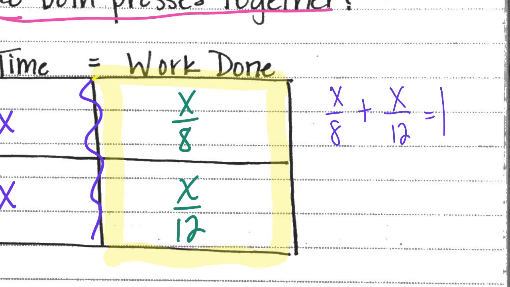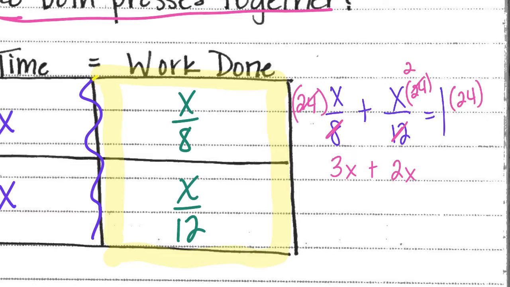Now, what is the common denominator between 8 and 12? Good, we know it's 24. So I'm going to multiply everything through by 24. 8 goes into 24 3 times. 12 goes into 24 2 times. And that's equal to 24. So when I add, I get 5x is equal to 24. And when I divide each side by 5, x is equal to 4 4/5.